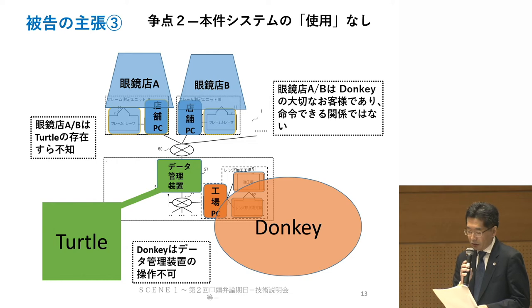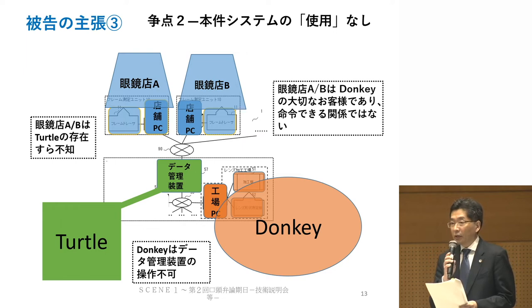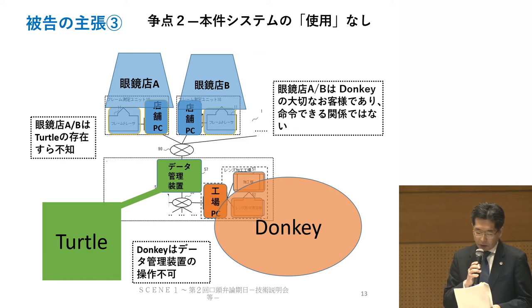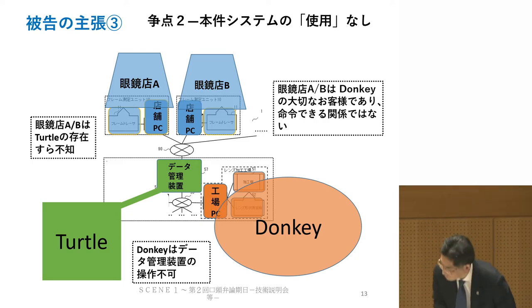And Donkey is in a position where it has no choice but to wait for orders from its customers, the optician's shops. Therefore, there is no basis for the plaintiff's claim that Donkey is using this system and practicing this invention. As stated, Donkey has not committed any act of infringement of the patent.